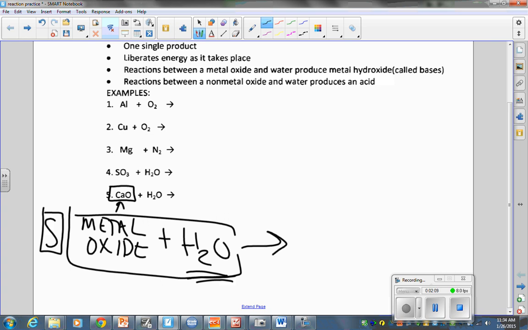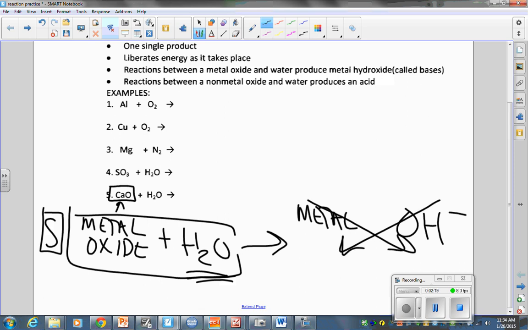The metal oxide one is where you just automatically make a base. So you automatically take the metal. The thing you have to memorize is you're crossing the metal with hydroxide automatically. The product of a metal oxide and water is always going to be a metal crossing with OH. It's a base. That's what you call it. But if you just remember that, it makes it easier to complete.